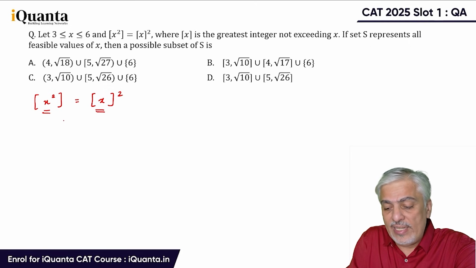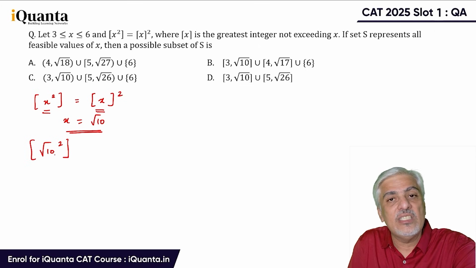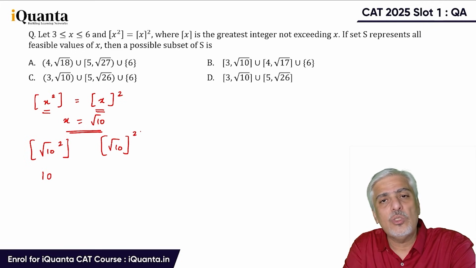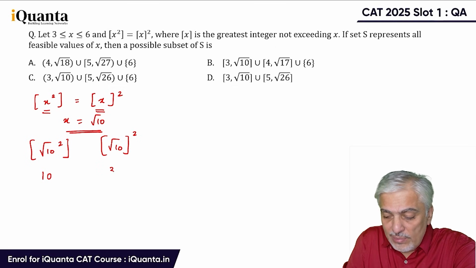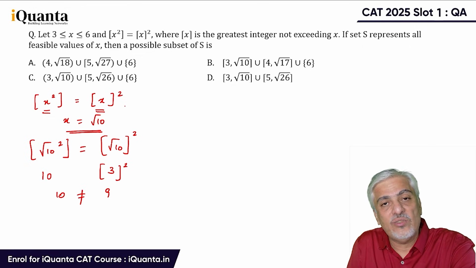Suppose I took X as root 10. The left hand side will be root 10 squared and then the greatest integer function. Root 10 squared is 10, and the answer will remain 10 only. But on the right hand side, it will be root 10, the greatest integer function first and then square. Now what is root 10? Root 10 is approximately a little bit less than 3.2, so 3.1 something will actually become 3, and then the square of that will become 9, and 10 is not equal to 9. So for root 10, this does not satisfy, and logically it will not satisfy for any other root.